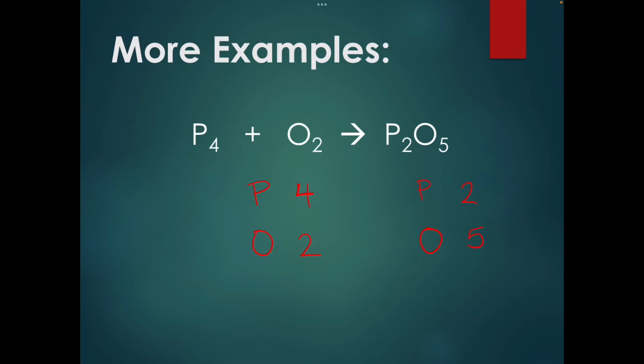We have 4 phosphorus on the left and 2 phosphorus on the right. That means this needs to get multiplied by 2, so 2 times 2 will give us 4. When we do that though, we change the number of oxygens because this also distributes to the oxygen. So 2 times 5 gives us 10 oxygen. Now, in order to balance our oxygens, we are going to multiply this side by 5 to give us 10 oxygens on the left-hand side as well. So we see we have 4 phosphorus, 10 oxygens. This is balanced.